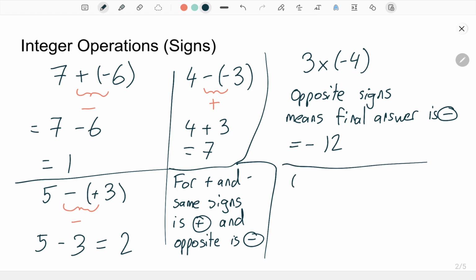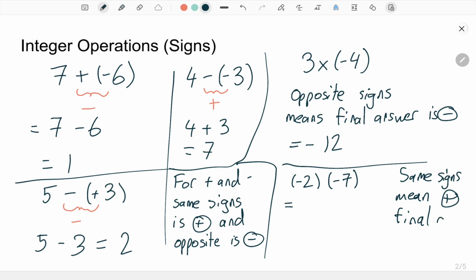Or if you have the same sign, so negative 2 times negative 7. Well, 2 negatives, that's going to lead to a positive. So same signs mean positive final answer. And so you'd have, let's say 2 times 7 is 14.